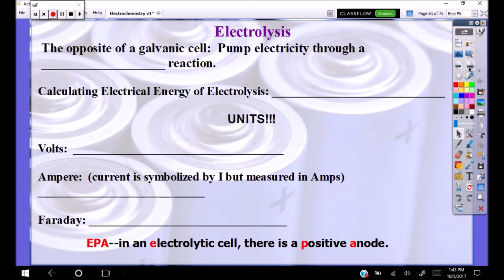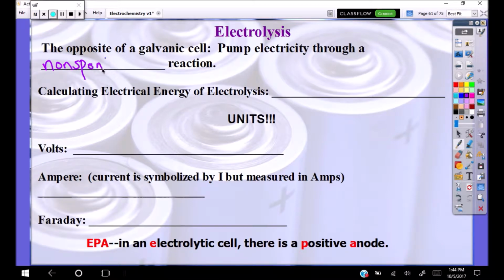Okay, so electrolysis, the biggest issue with electrolysis is units. So I'm going to talk about the units a little bit. There's really one equation we have to use, but it's all an application of what we've already done. We know voltaic cells, your galvanic cells, are all spontaneous. So when we're talking about electrolysis, we're pumping electricity through a non-spontaneous reaction.